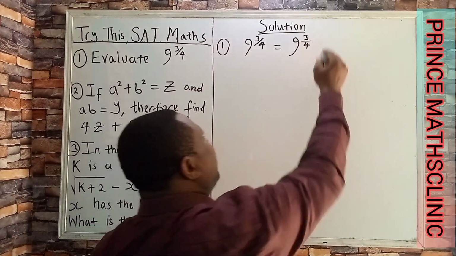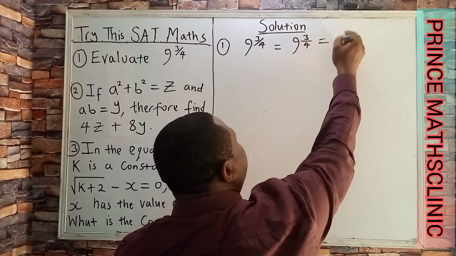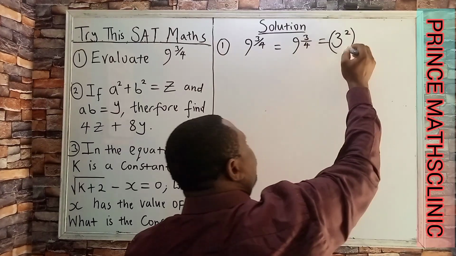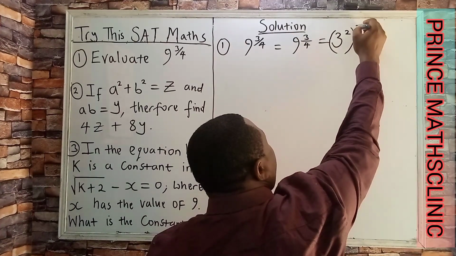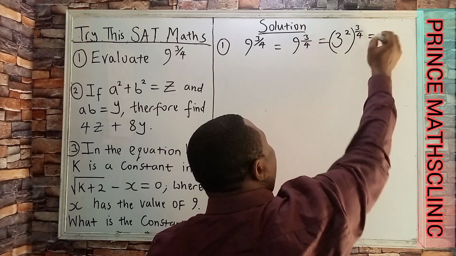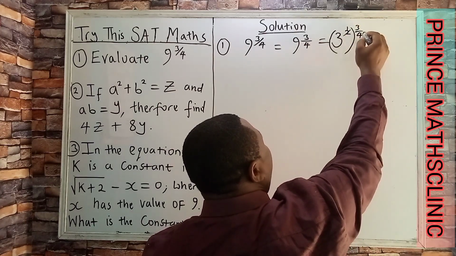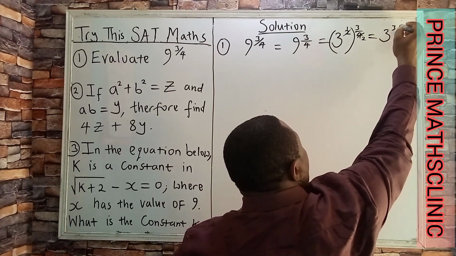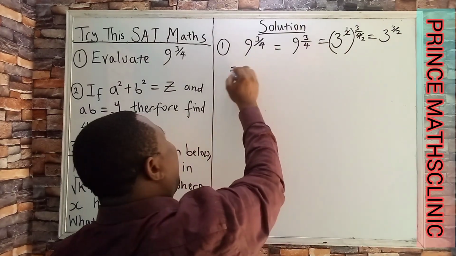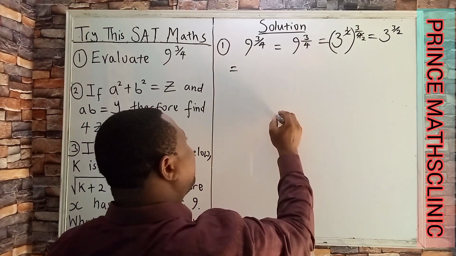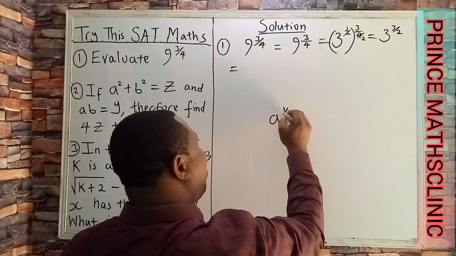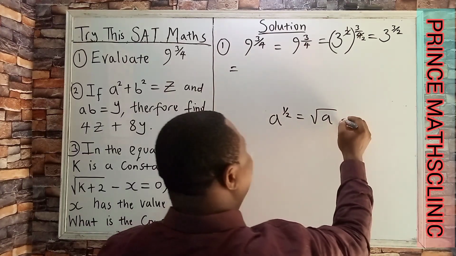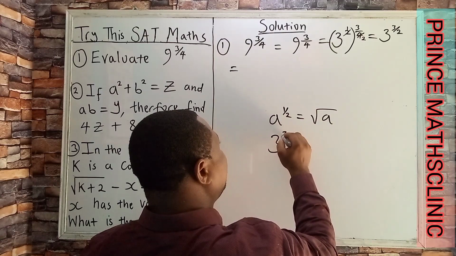Now, I will further break this down by saying that my 9 is the same thing as 3 to the power of 2. So the power still remains, which is 3 over 4. And what does it mean? 2 can go in 4 2 times. So I have 3 to the power of 3 over 2. And whenever you have anything like this, a to the power of half, it means the square root of a. So in this case, you have 3 to the power of 3 over 2.